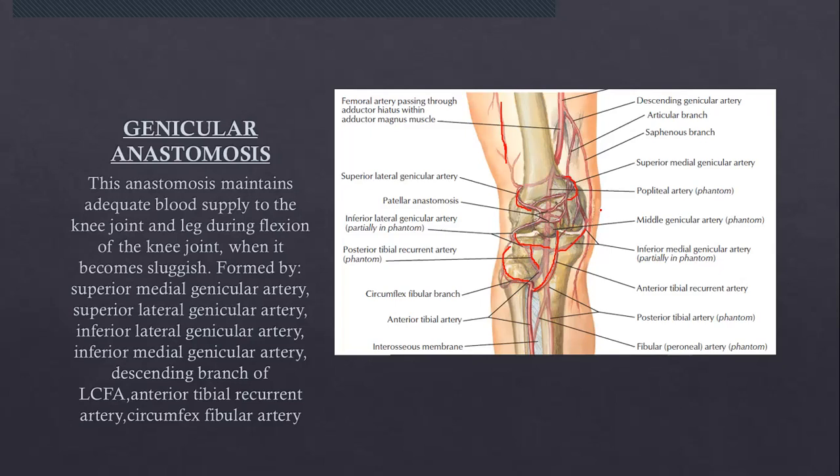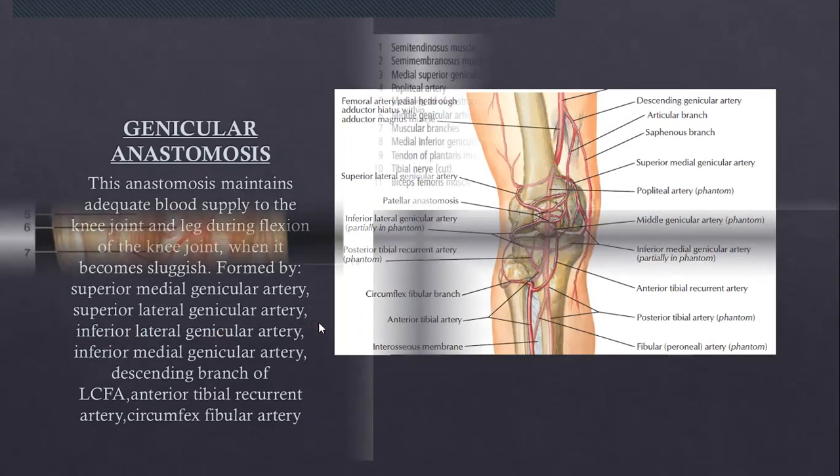So those arteries, and not forgetting the articular branch from the descending genicular artery, a branch from the superficial femoral artery before it crosses the adductor hiatus. So all those arteries participate in the formation of this genicular anastomosis. So those are the anastomoses of the lower limb.